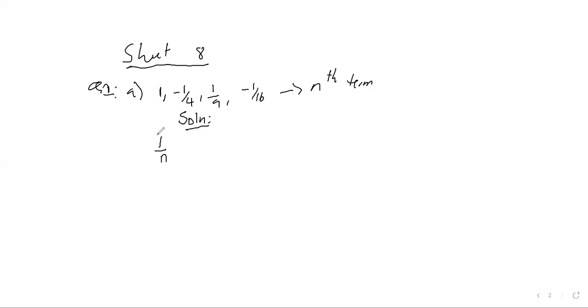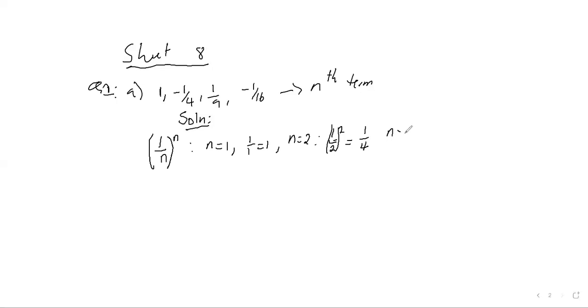So I say, okay, let me put some, okay, it's like that. And then I put some power n. Then now I go back and check. Well, let's see what happens if n is 1. We'll have 1 over 1, which is 1. What about when n is 2? We'll have 1 over 2 to the power 2, which is 1 over 4.